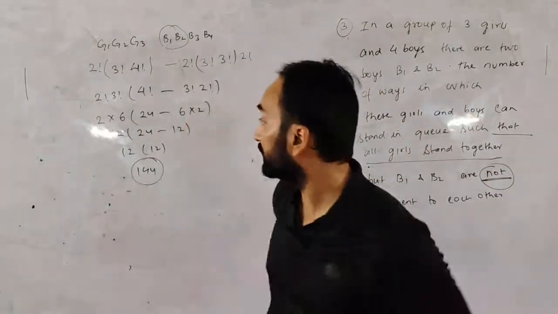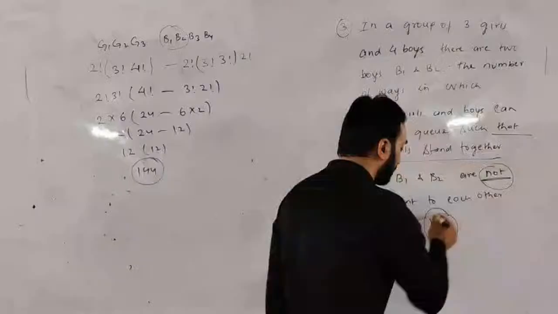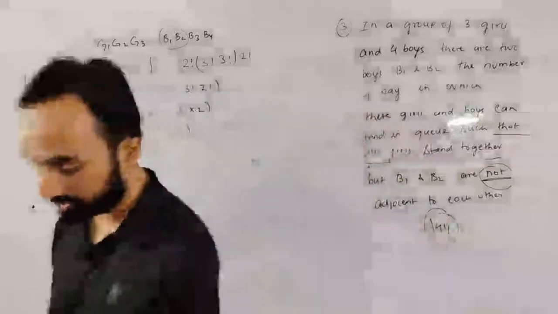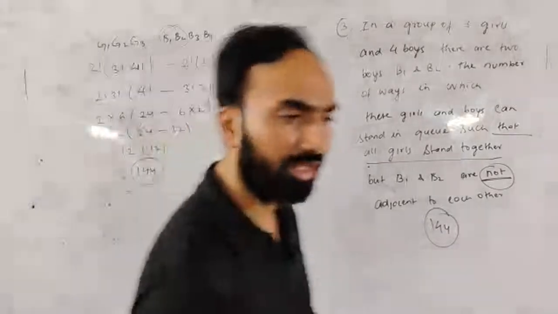So I think it is clear for everybody. Okay, I have not written the option. So finally I am writing the answer: the answer will be 144. I can move to the next part, right? I can move to the next question.